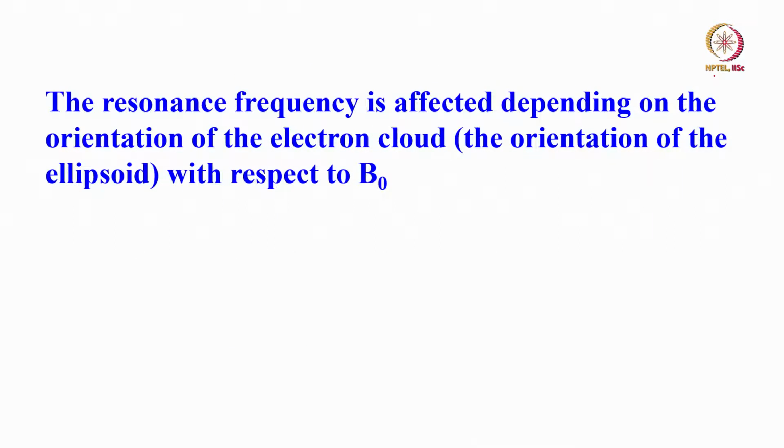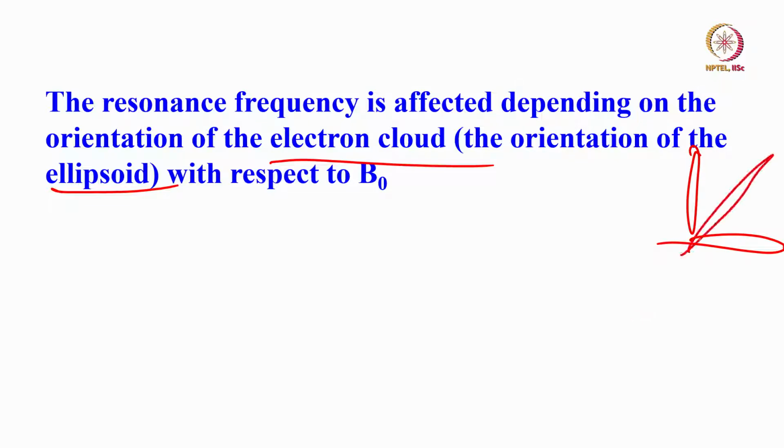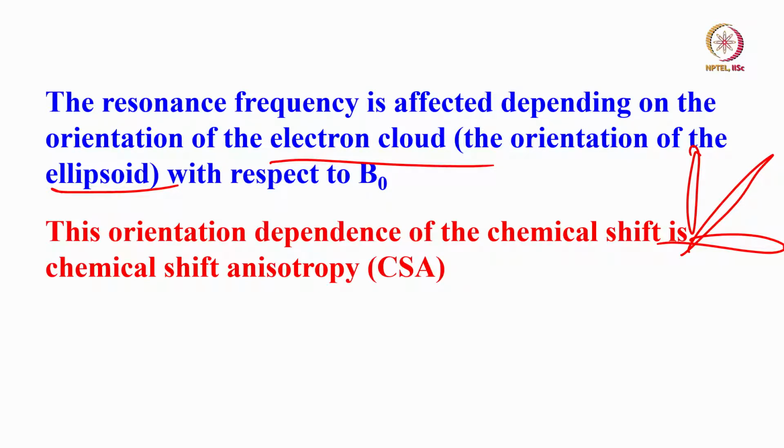Now, the resonance frequency gets affected depending upon the orientation of this electron cloud, or the orientation of the ellipsoid. If the ellipsoid is in this direction, there is one value. If it is in this direction, similar to dipolar coupling, the orientation of the ellipsoid gives rise to different chemical shifts. How they are oriented with respect to the magnetic field gives different values. The orientation dependence of chemical shift is what is called CSA.